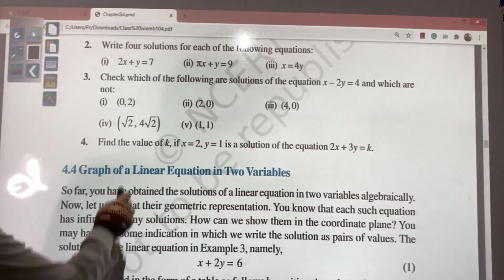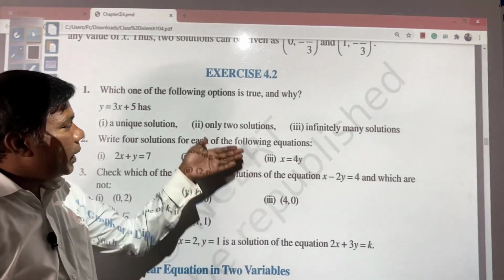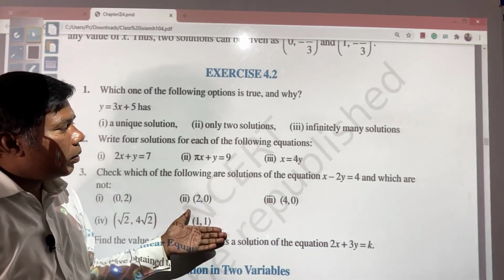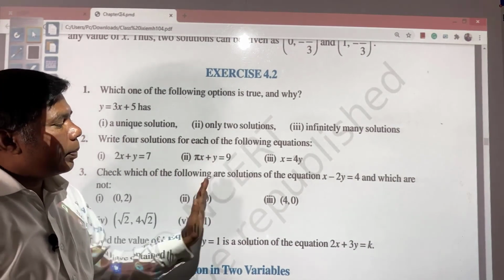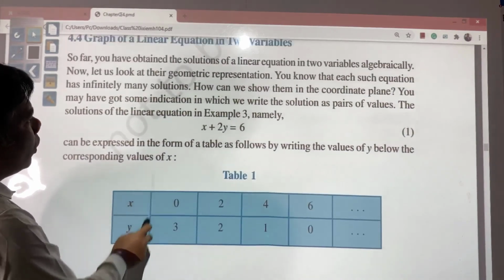So in this way you have completed this exercise 4.2. So similar questions if they are there in RS Agrawal, for practice you must practice by yourself. These questions you must do in your notebook.